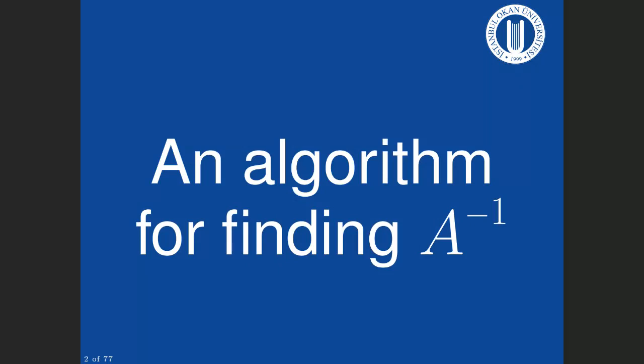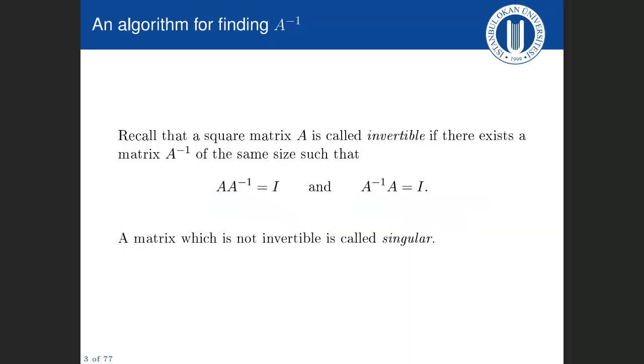First, let's go through how we can find the inverse of any matrix. Let me start by reminding you, a square matrix A is called invertible if there exists a matrix A inverse of the same size such that these two equations are satisfied. A multiplied by A inverse is the identity matrix, and A inverse A is equal to the identity matrix as well. A matrix which is not invertible is called singular.